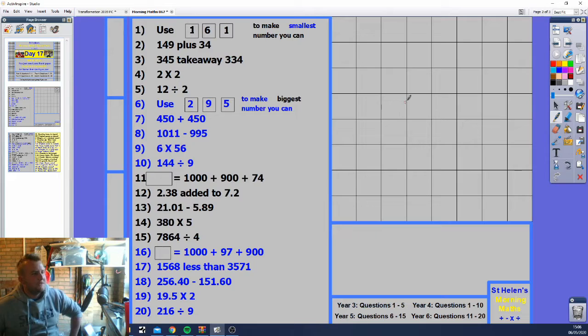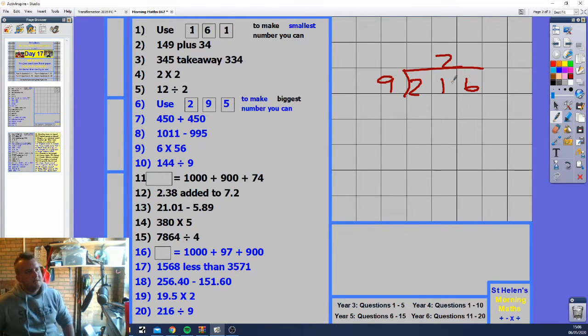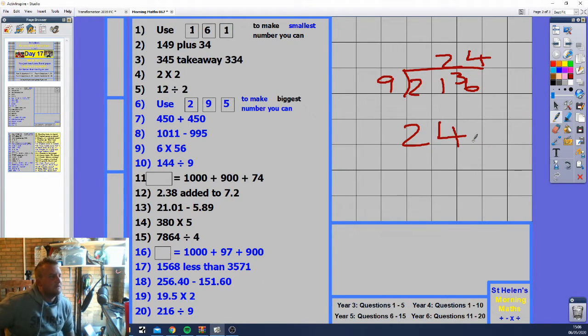And finally, we've got 216 divided by 9. 9 can't go into 2, but it can go into 21. 9, 18 goes in twice. 18, 19, 20, 21. So 18 to 21 is 3. And 9 goes into 3, how many times? 9, 18, 27, 36. So it goes 4 times. So the answer is 24. So what answer do you think will be 24?